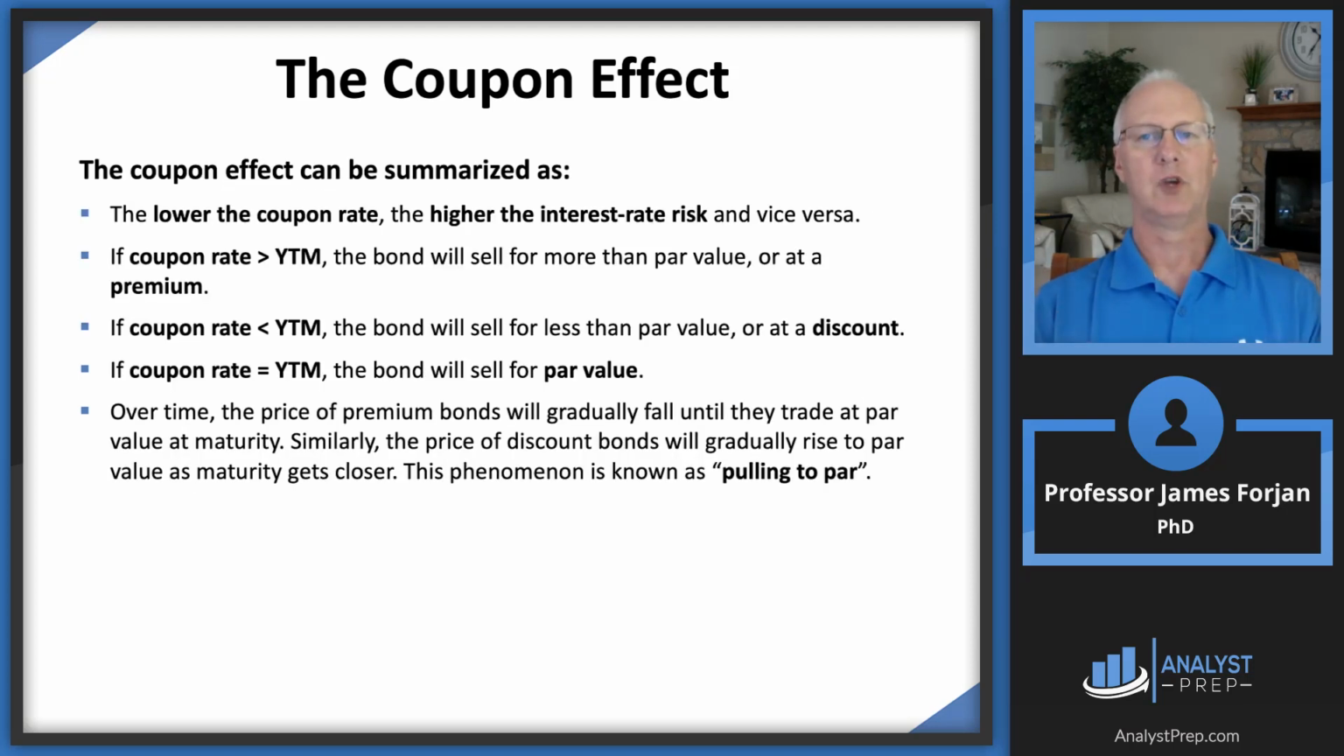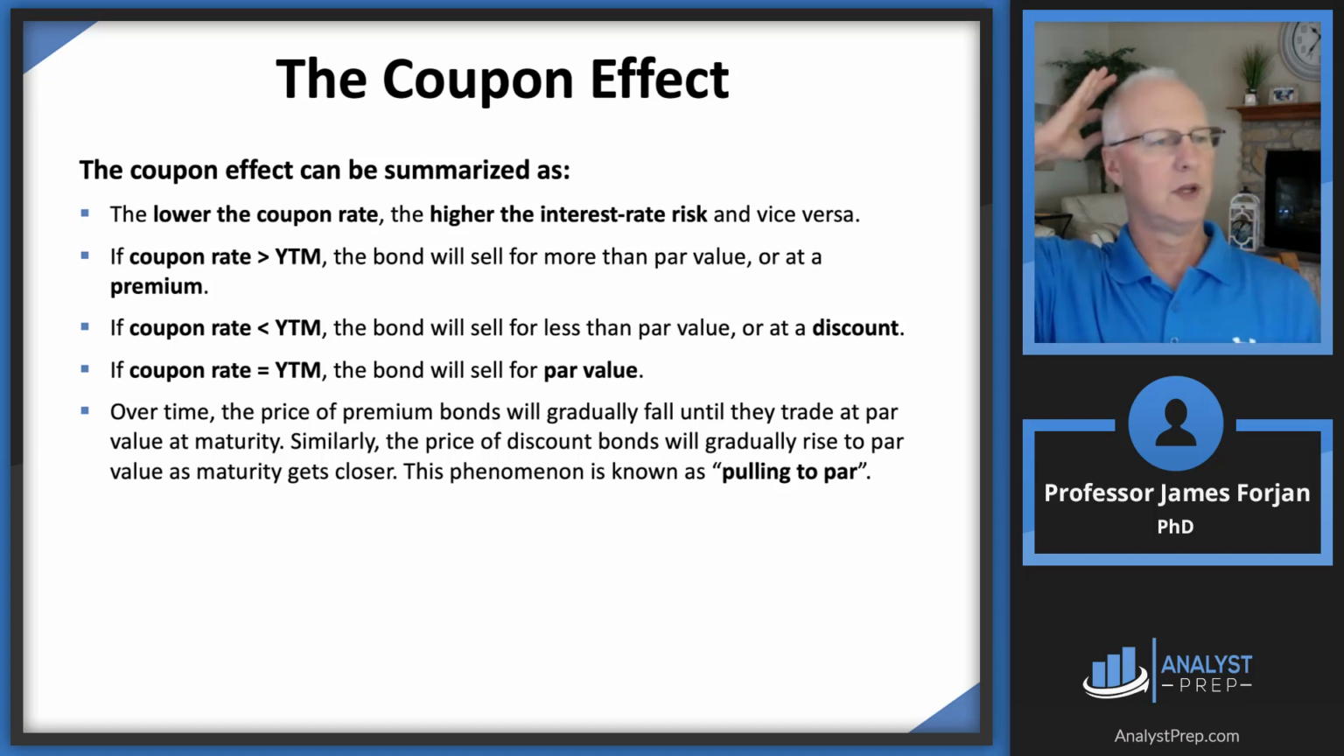Now, of course, this coupon effect can be summarized by the bond pricing implications in that if the coupon and the yield are not the same number, then the bond is either going to sell for a premium or a discount. So if the coupon rate is greater than the yield to maturity, the bond will sell for a premium. If it's less than, then it'll sell at a discount, and if it's equal, it will sell at par value.